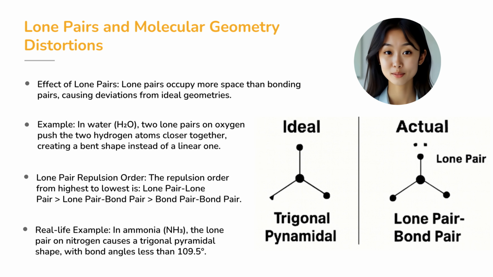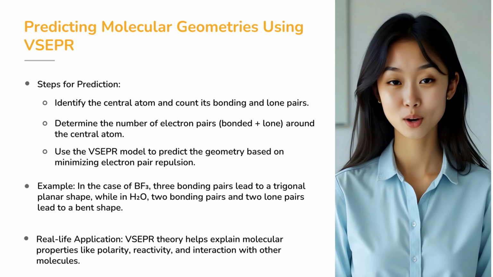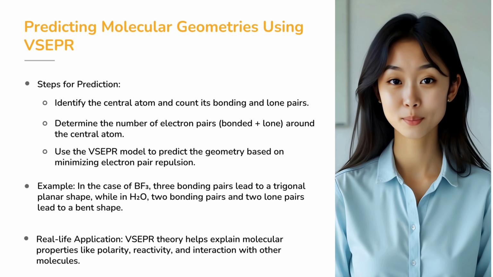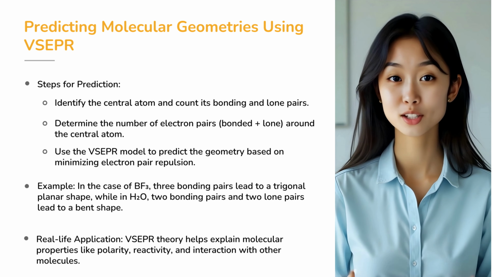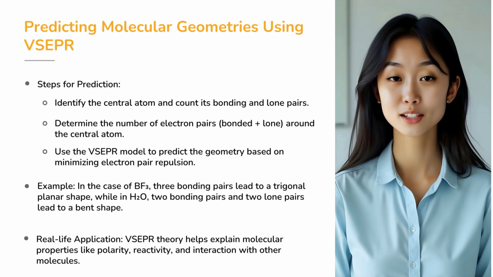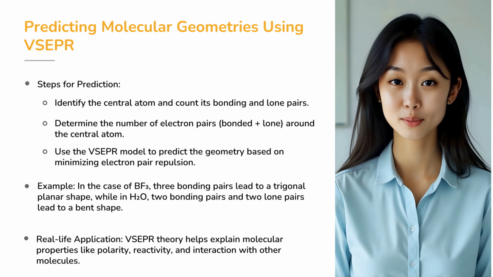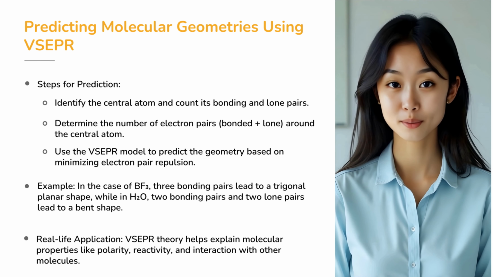In water, spelled H2O, the 2 lone pairs on oxygen push the hydrogen atoms even closer, leading to a bent shape. The presence of lone pairs distorts the geometry and reduces bond angles, and this is crucial when predicting the structure of molecules. Alright, now that we understand the basics of electron pair repulsion and lone pair effects, let's learn how to predict molecular shapes using VSEPR.